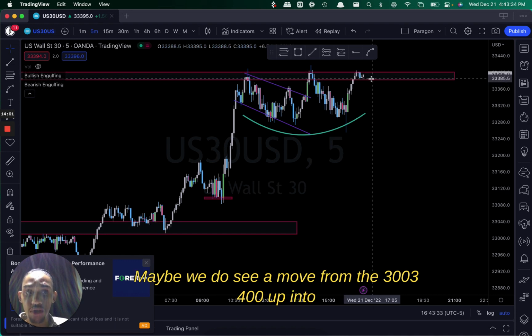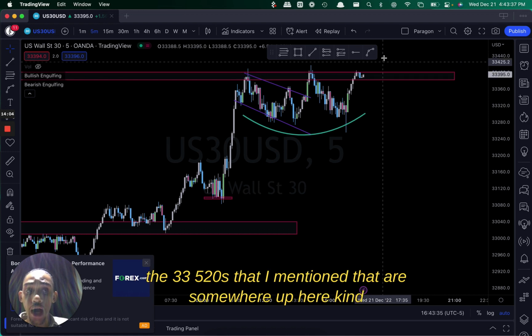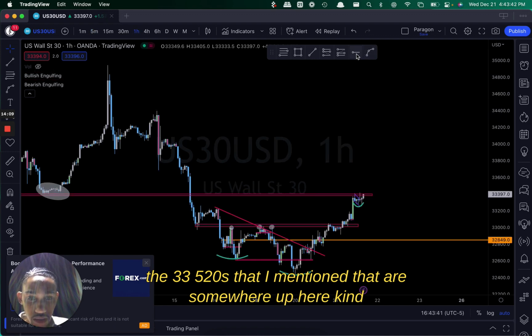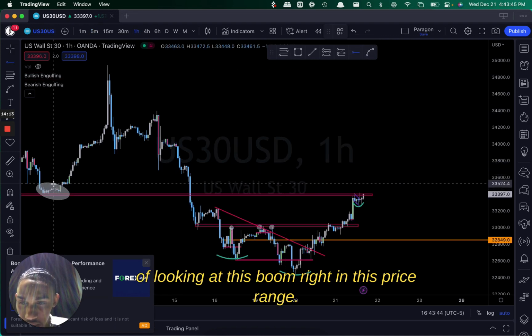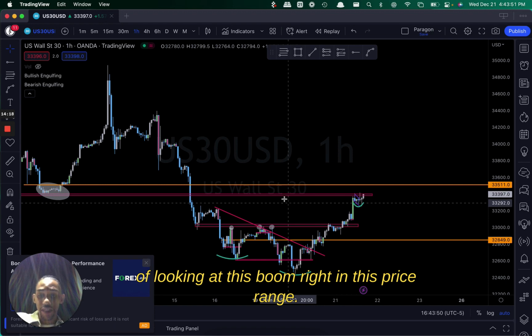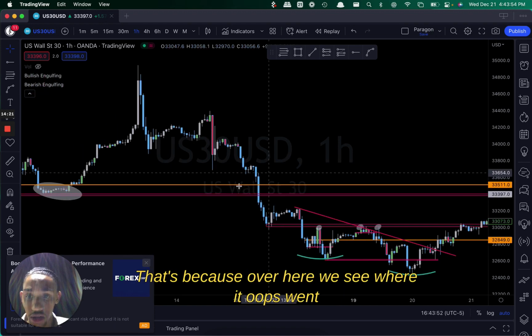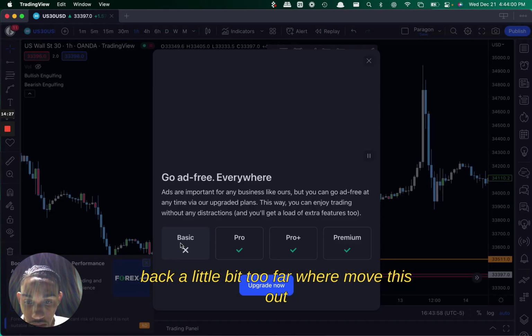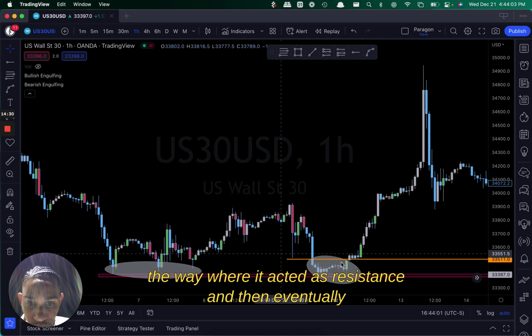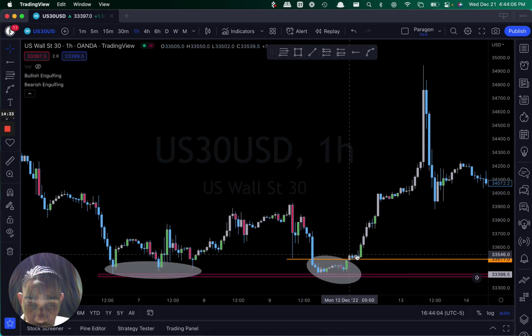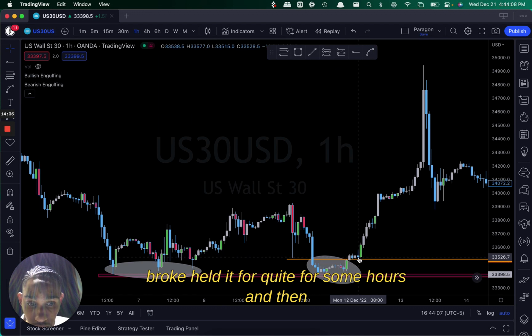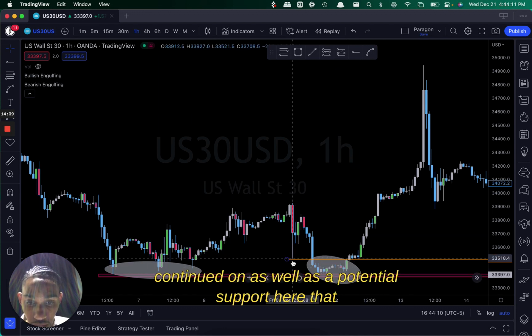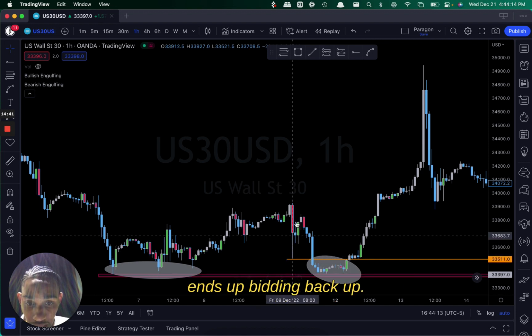Maybe we do see a move from the 33,400 up into the 33,520s that I mentioned that are somewhere up here, right? In this price range. And why is that? Over here we see where it acted as resistance and then eventually broke, held for some hours, and then continued on, as well as a potential support here that ends up bidding back up.